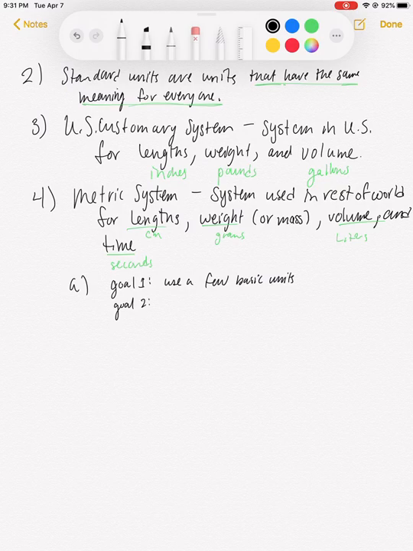And then the second goal was to simplify conversions by using a base 10 system, because that's the number system that we use. And they didn't want to think about like, well, 12 inches in a foot or 5,680 feet in a mile, those types of things, 16 ounces per pound. They wanted to simplify everything by using base 10, okay? And they were pretty successful at it.